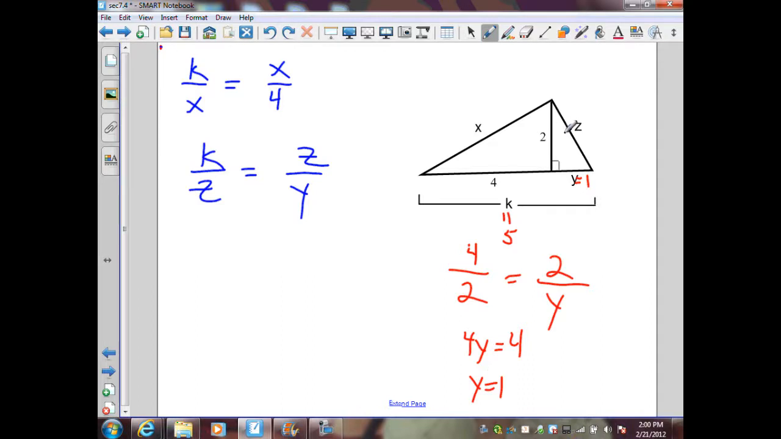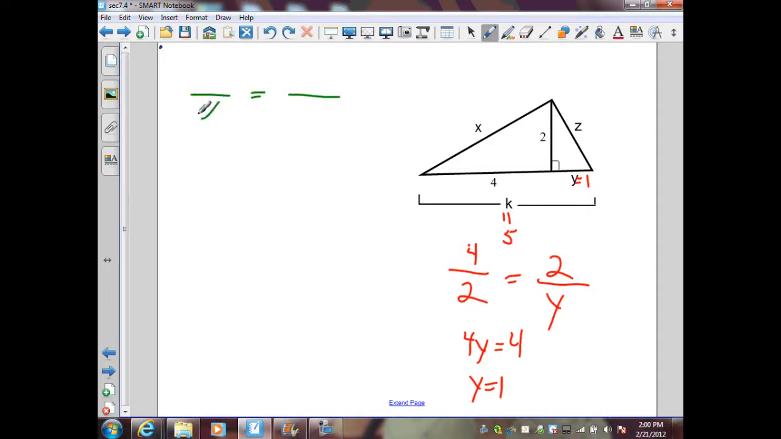Now with that information using corollary 1, I can then go back and solve for x and z using corollary 2. Let's just erase these two proportions and do that. I'm going to start out by solving for x. Again, that's corollary 2. That is the geometric mean between the hypotenuse, which I know now is 5, and the segment of the hypotenuse adjacent to that leg, which is 4.